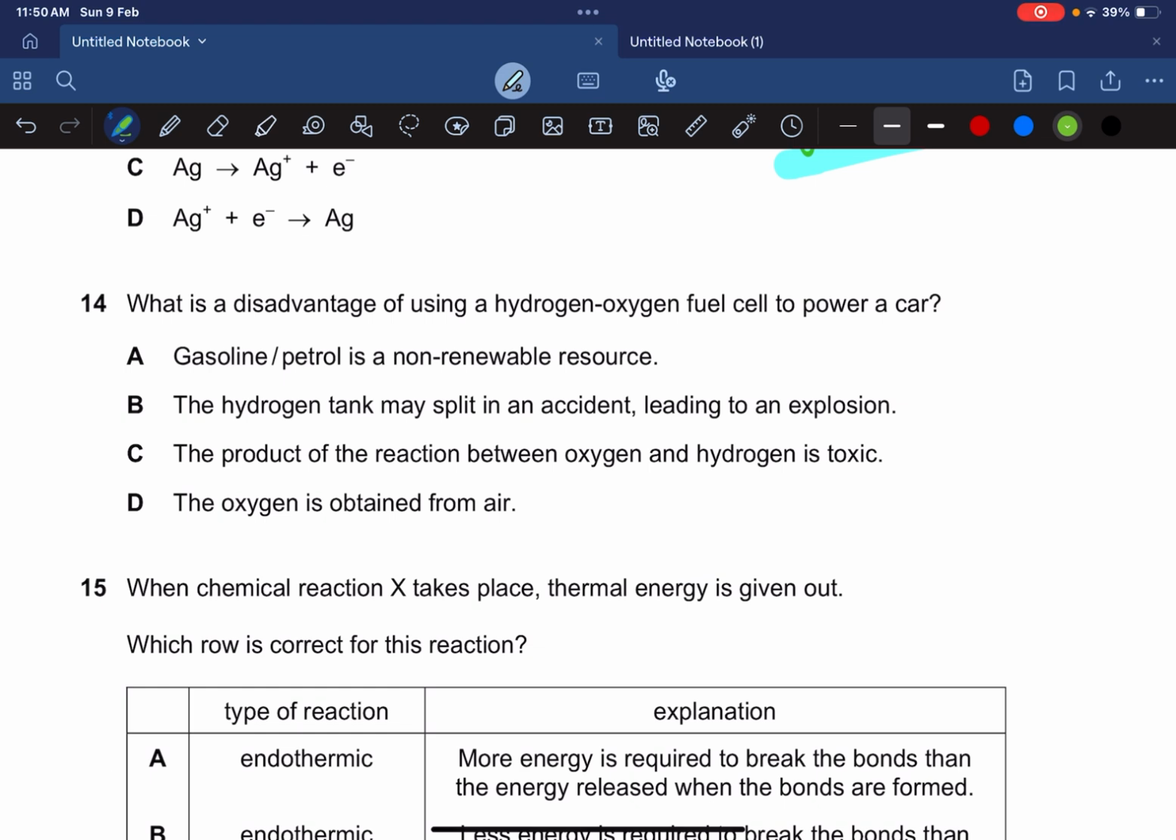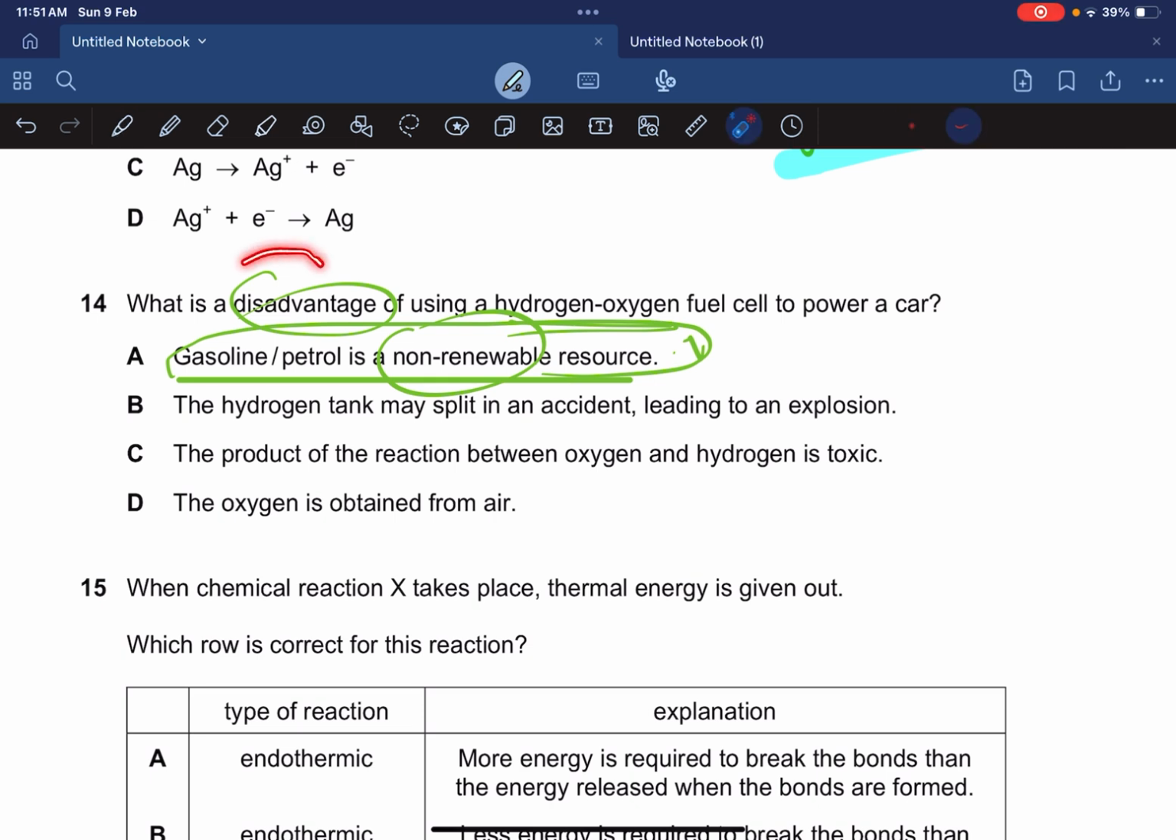oxygen fuel cell to power a car? Okay, let's see towards it. Gasoline, petrol is a non-renewable energy resource. Okay, that's correct. The statement is correct, but it has to do something about the disadvantage of using a hydrogen oxygen fuel cell? It's about petrol, okay? This statement is correct. There is no doubt that this statement is exactly correct, that gasoline, petrol is non-renewable. Yeah, it's non-renewable energy. So this is correct, but it has nothing to do with the disadvantage. The question is asking about the disadvantage of hydrogen oxygen fuel cell.